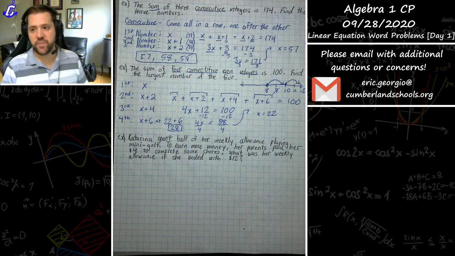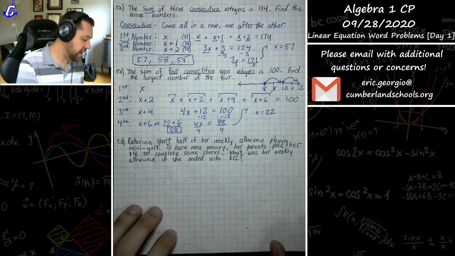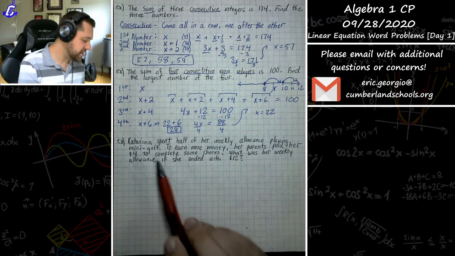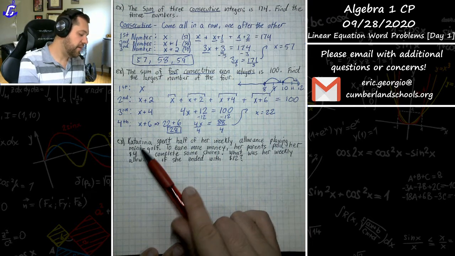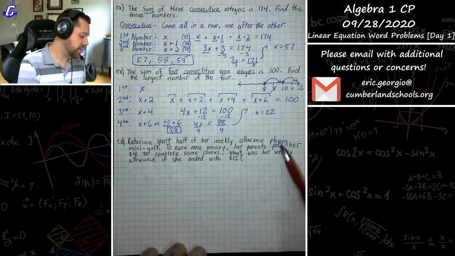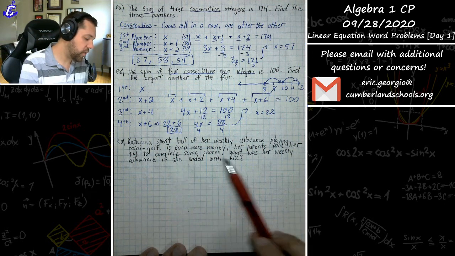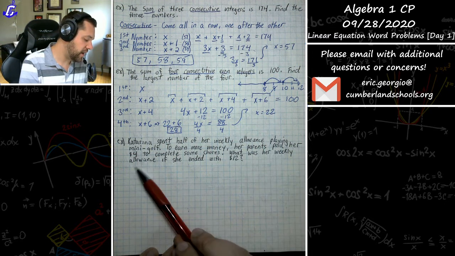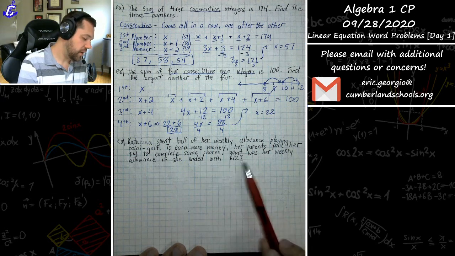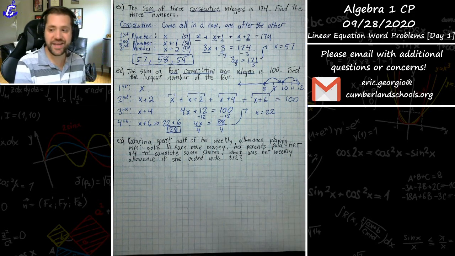Last but not least, one problem just to wrap it all up together. We're going to go back to names and little scenarios here. It says, Katerina spent half of her weekly allowance playing mini golf. Love me some good mini golf. Very competitive. To earn more money, her parents paid her $4 to complete some chores. What was her weekly allowance if she ended with $12?